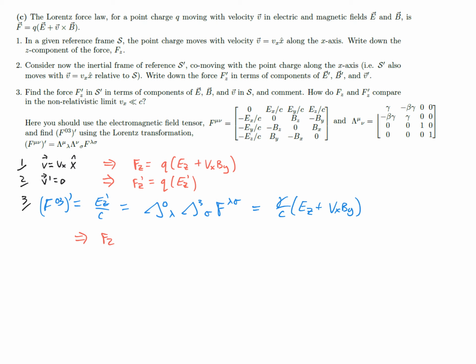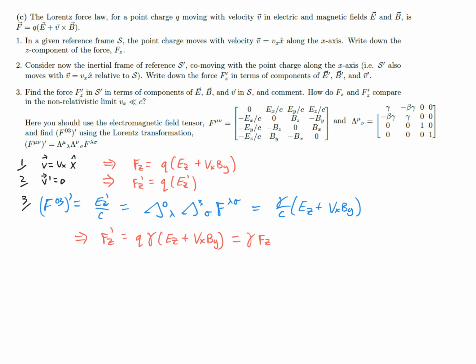and we find that Fz primed is equal to Q. We have a factor of gamma. Notice that this C here cancels with this C here when we're actually computing the electric field. So the C is gone. And then it's just Ez plus Vx By. And that's almost exactly what we started with. It's gamma times Fz.